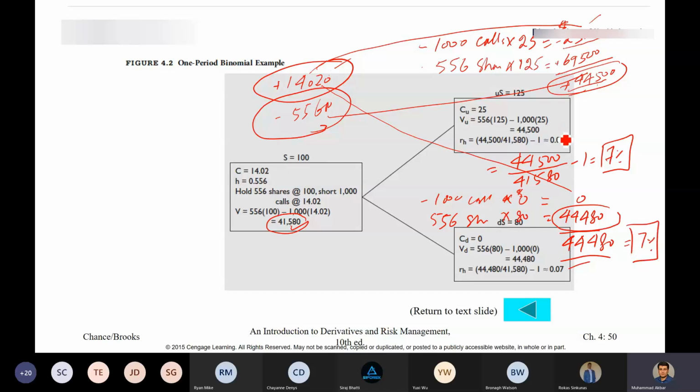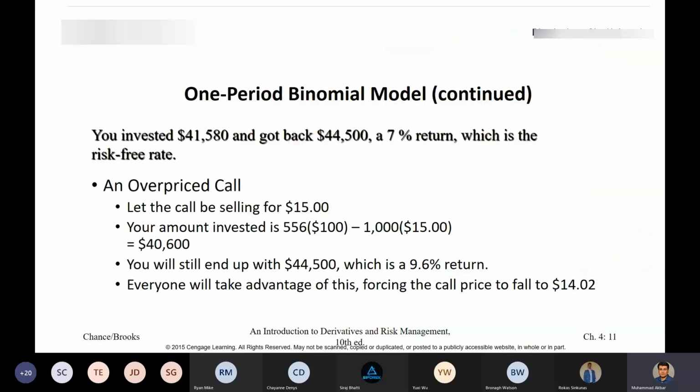So you see, in any case, the hedge portfolio is earning the risk-free rate. If the stock price goes up or the stock price goes down, irrespective of that, the hedge portfolio is earning the risk-free rate approximately for the investor. Now, what if the call price is overpriced at 15? See, the calculated value was 14.02. That is the fair price, isn't it? The call price is more than 14. Let's suppose it is 15, it is overpriced.